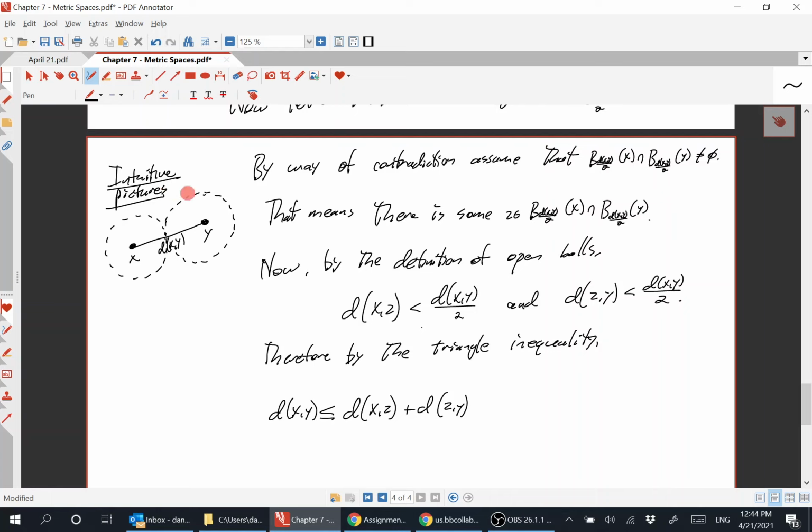So, intuitive pictures, right? So here's x, here's y, here's z, and z is somehow supposed to be in the intersection of both balls. So the distance from z to the center of each ball is less than the radius, which is dxy over 2, right? But this is less than dxy over 2, and this one is less than dxy over 2, which is equal to dxy.